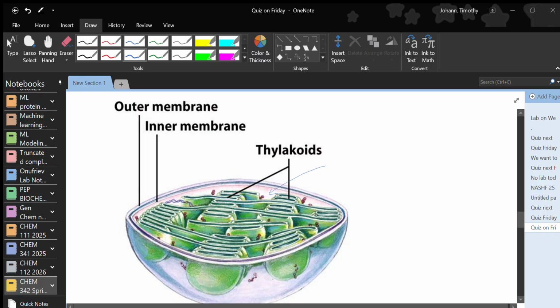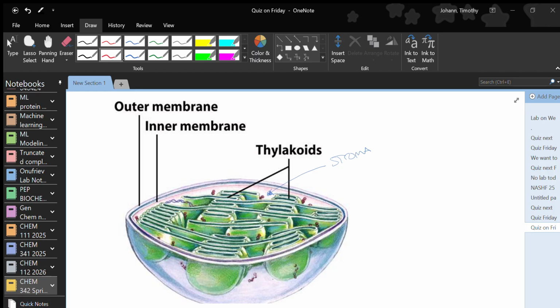All right, so we've got this space that's outside the thylakoids. We call this the stroma, kind of like the cytosol of the chloroplast, and then we've got the insides of the thylakoids.